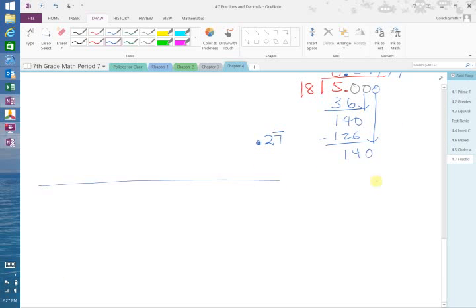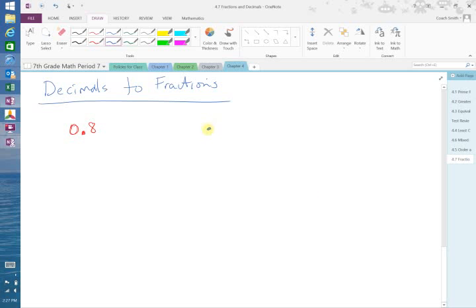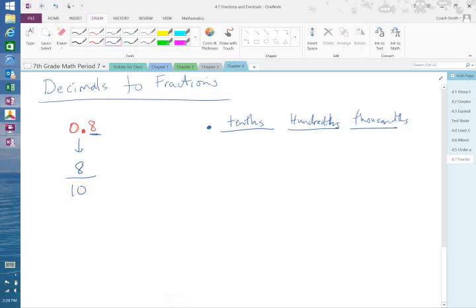Okay, now let's look at changing decimals to fractions. This is easier, providing you remember your place values. For example, 0.8. Now let's review our place values. If the decimal's here, then you have tenths, hundredths, thousandths. So this has one place value, therefore that is 8 over 10. The tenths place value is 1/10, 1 over 100 for the hundredths place value, 1 over 1,000 for the thousandths place value.